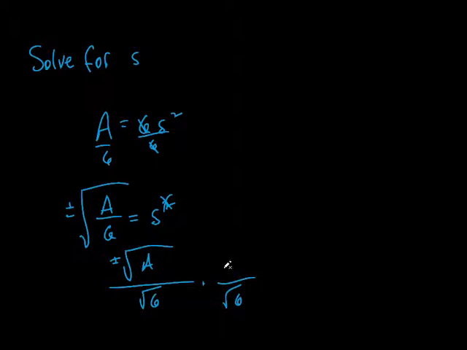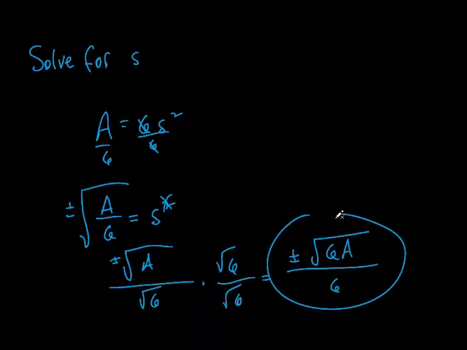Multiply the bottom and the top by the square root of 6 to simplify it, because remember I can't have a square root on the bottom. And then what do I get? I get plus or minus the square root. Now let's multiply these together. If they're both under a square root, I can just go what? 6A over, square root of 6 times square root of 6 is just 6. And that's how you'd write that answer.